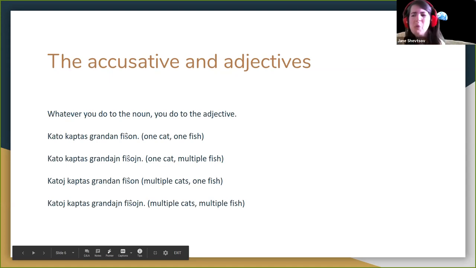Now, we can also combine nouns and adjectives. And adjectives in Esperanto always end in a. So granda means big. Sana means healthy. So granda fisho means big fish.